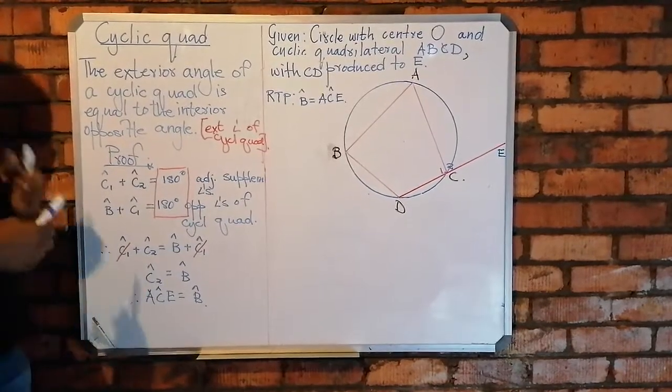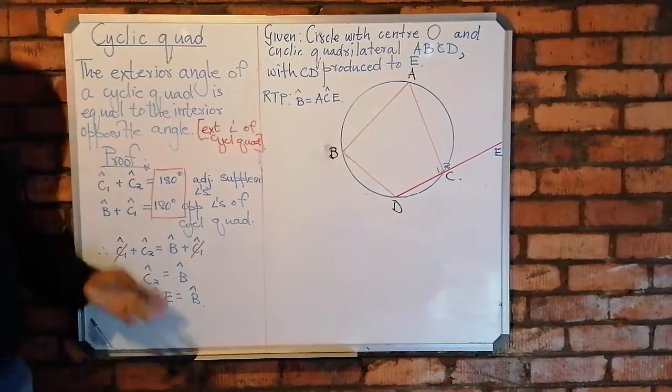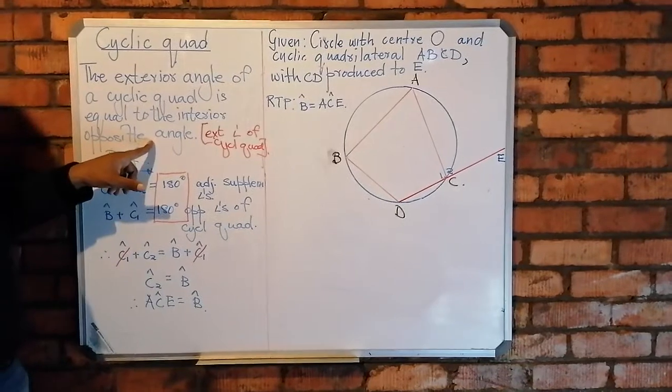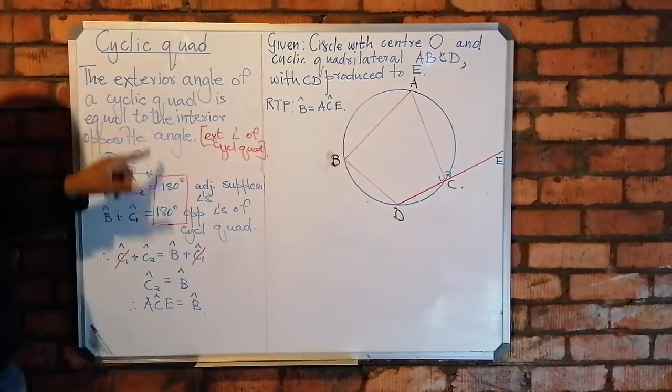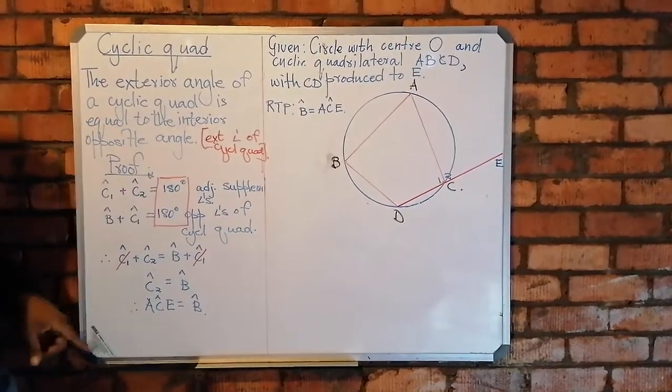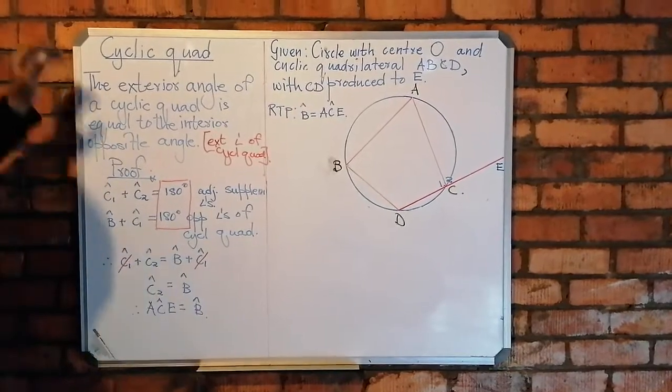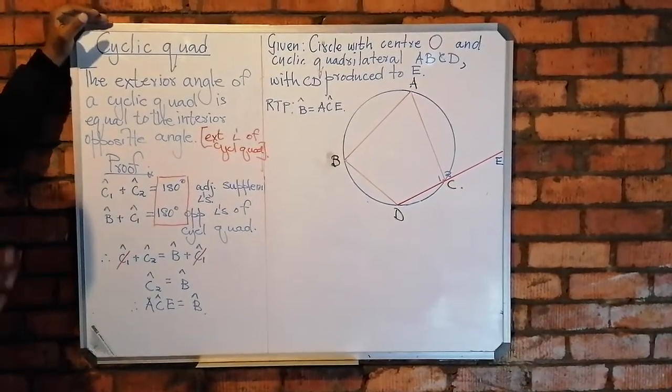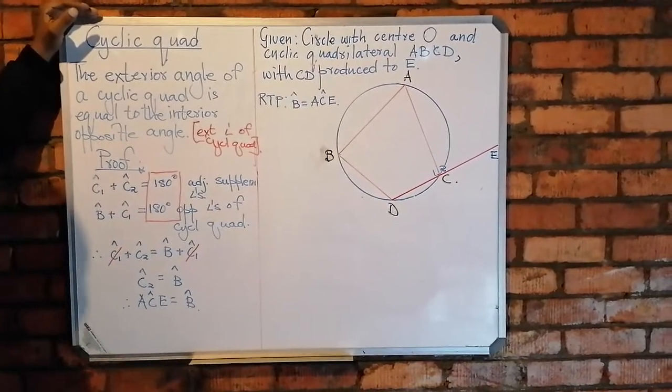Now, from proving the theorem, it satisfies that it is true. Certifying that it is true, it means I can apply the theorem wherever I see it.